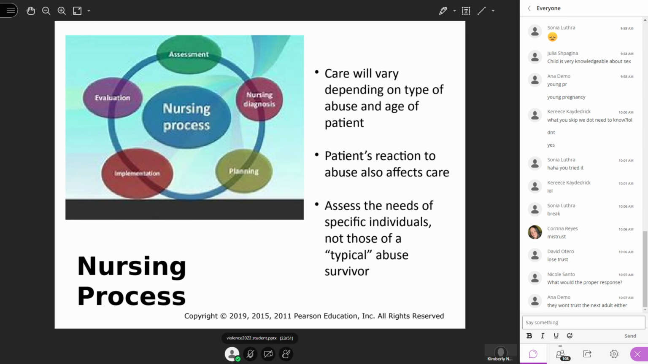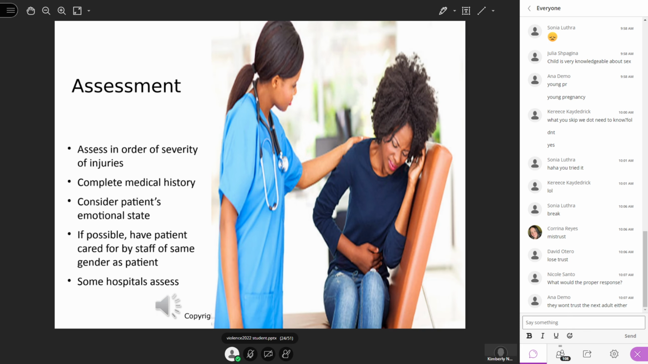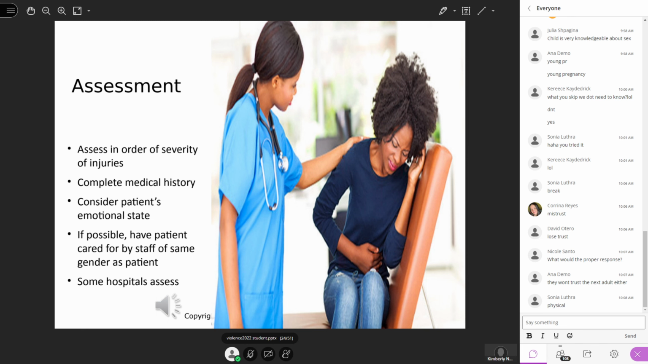And then, as I always do, I put the nursing process in. What are we going to do? Our first step is going to be assessment. What do we need to assess? We need to assess the severity of the person's injuries. If a person comes in that's been physically or sexually abused, what do you think the priority is going to be for that person? We're going to treat the physical injuries first. Correct. We're going to do a medical history.